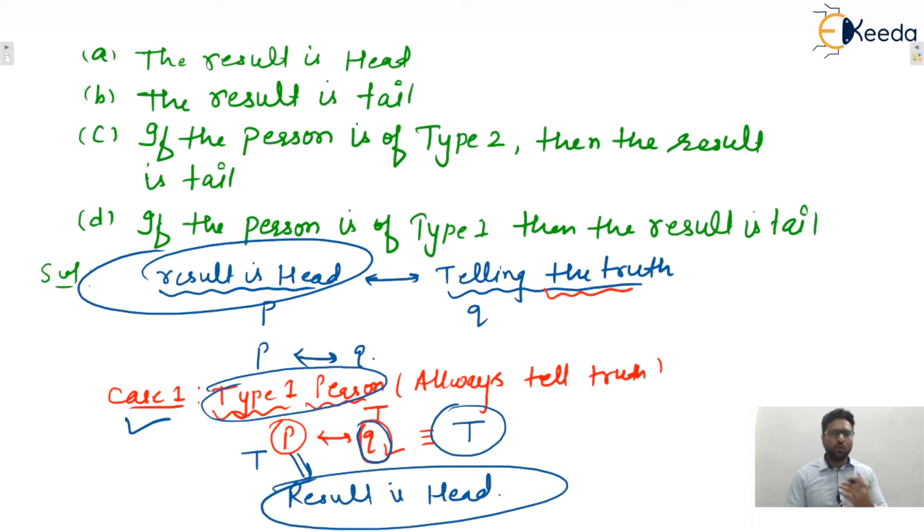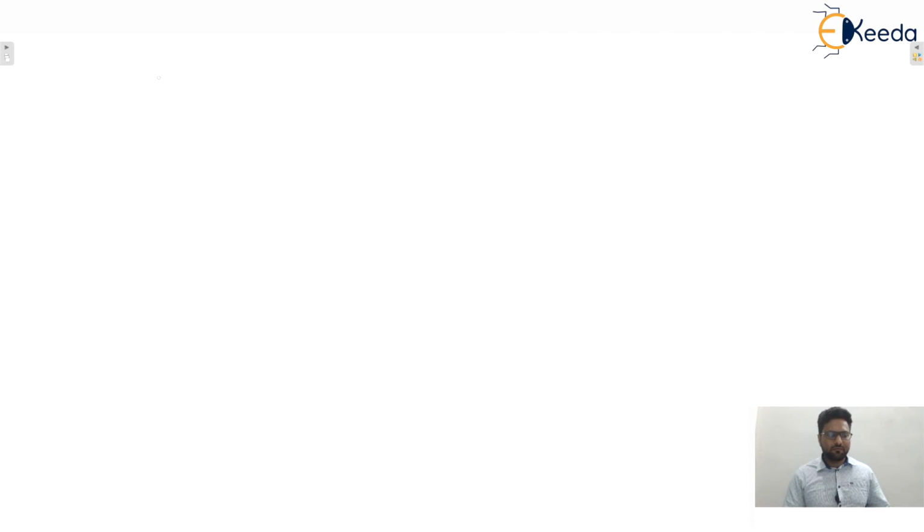Now we'll take case 2. Remember guys, case 2 is a little bit tricky. In case 2 we'll assume that the person is of type 2, that means always lies. Yes or no? So you can write down case 2: let us assume a type 2 person, and a type 2 person always lies. So because the type 2 person is always lying, what will the result be? Yes, write down.